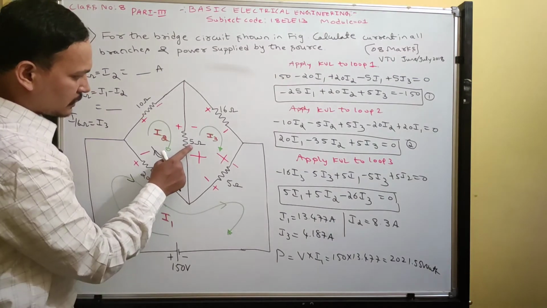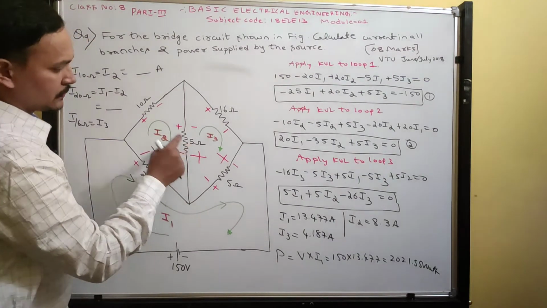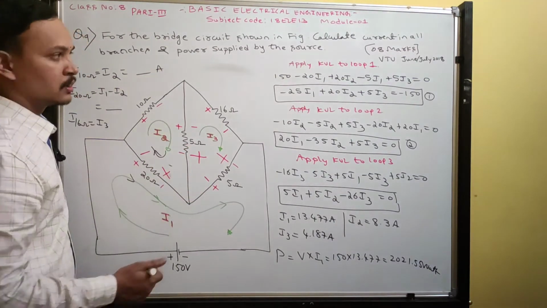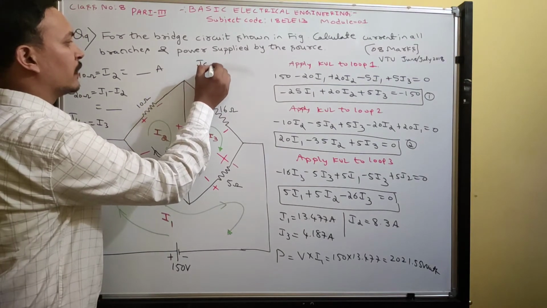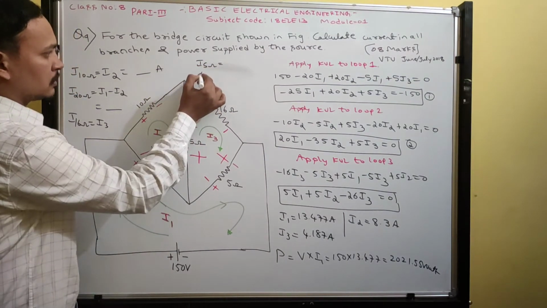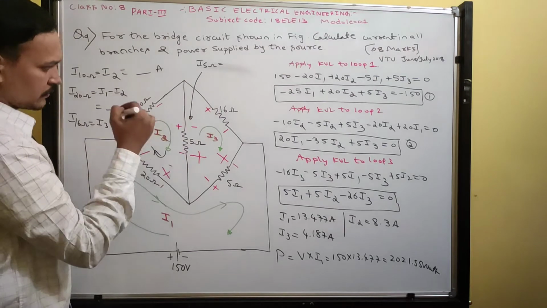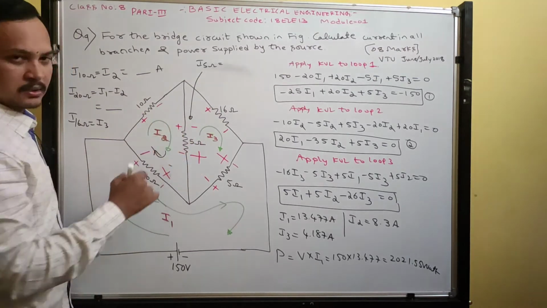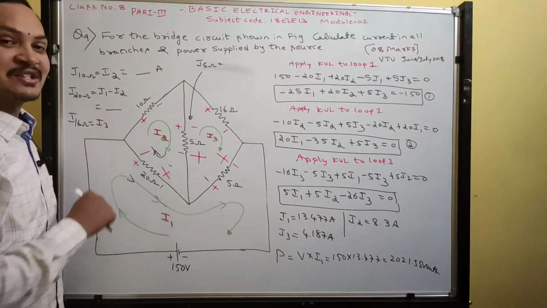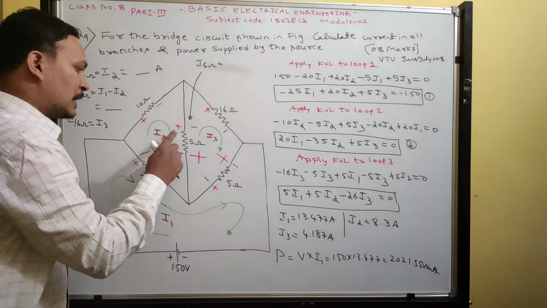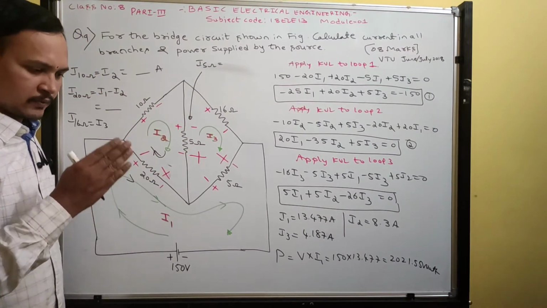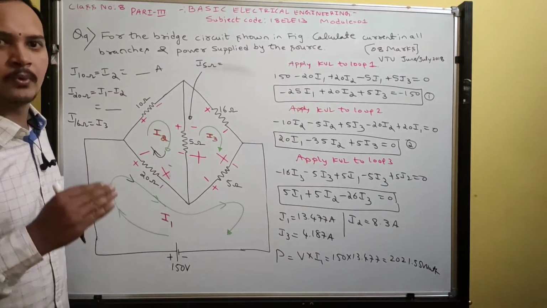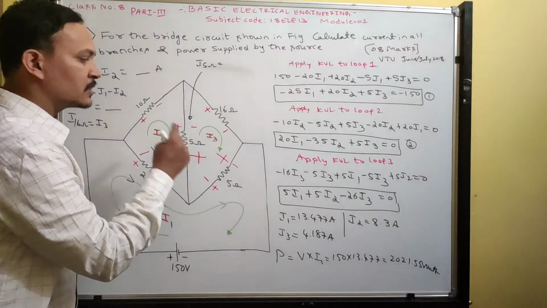Now, the current in this 5 ohm resistance. Two 5 ohm resistances are there. One of the 5 ohm resistances I am finding. The current in this 5 ohm resistance is I2 and I3. Don't write I3 minus I2. Second loop, third loop. What is the sequence? First loop, second loop, third loop. Go in sequence: second loop minus third loop.